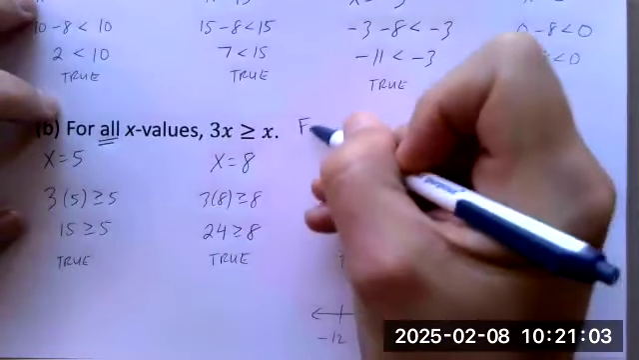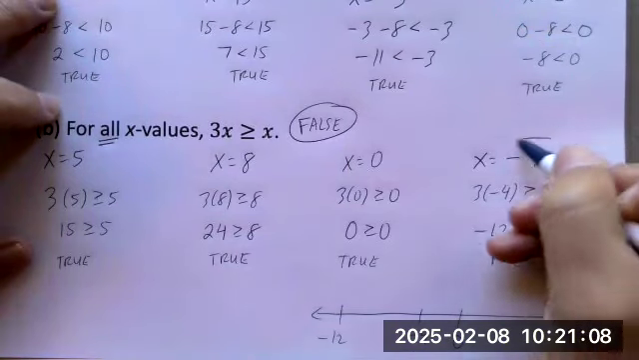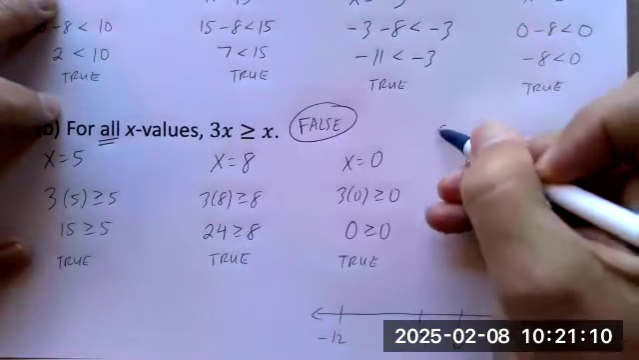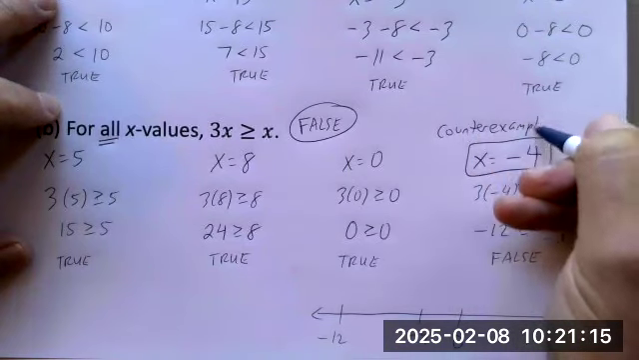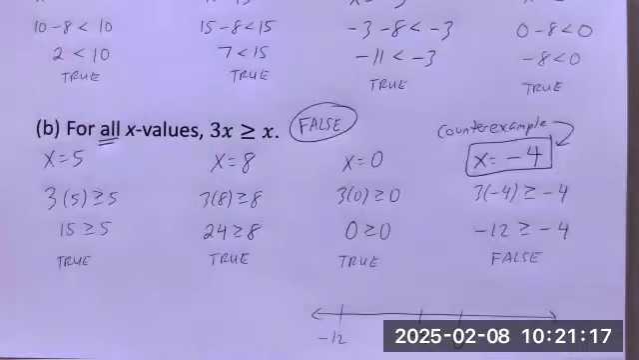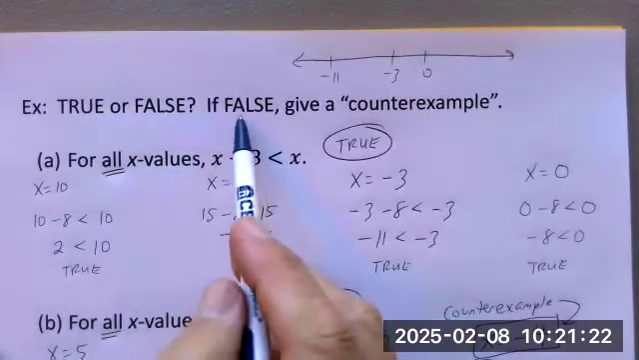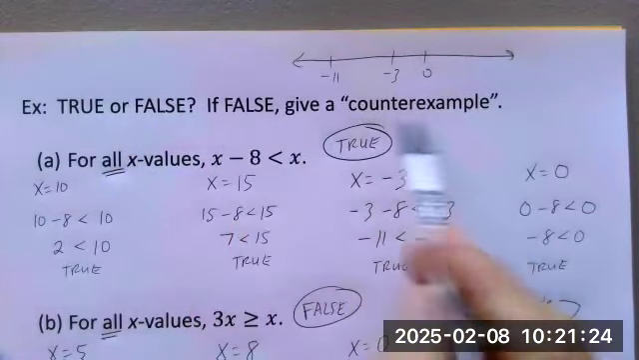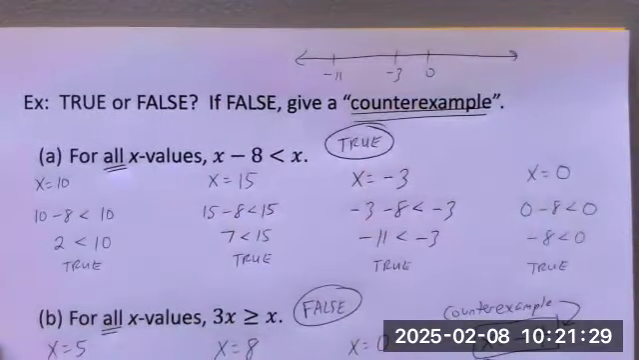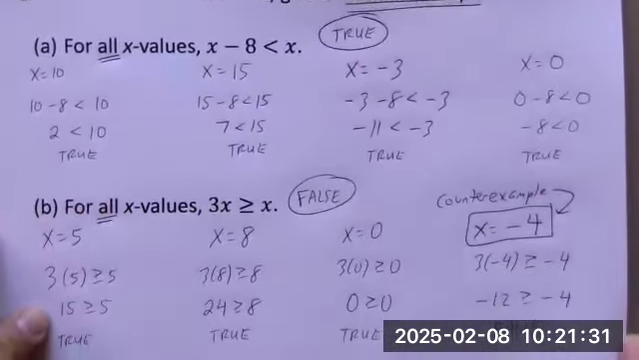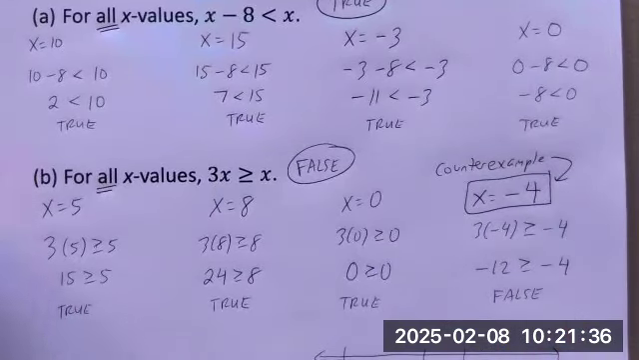So we're saying false, and we are giving a counterexample of x equals -4. When we say counterexample, that's the example that led us to say false. So that's what they mean up here when they say, if you're going to say false, tell me why. That's what they're saying. Give a counterexample, right? That's the x value that led us to say false. That's what they mean by counterexample in this case.